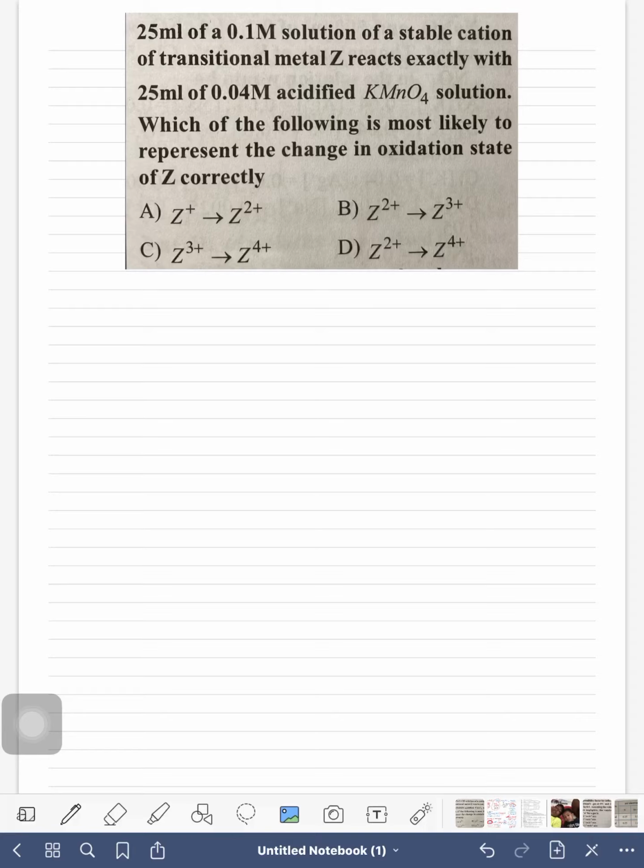25 ml of 0.1 molar solution of a stable cation of transition metal Z reacts exactly with 25 ml of 0.04 molar acidified KMnO4 solution. Which of the following is most likely to represent the change in oxidation state of Z correctly?